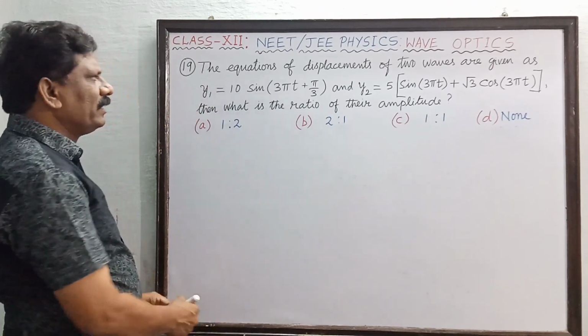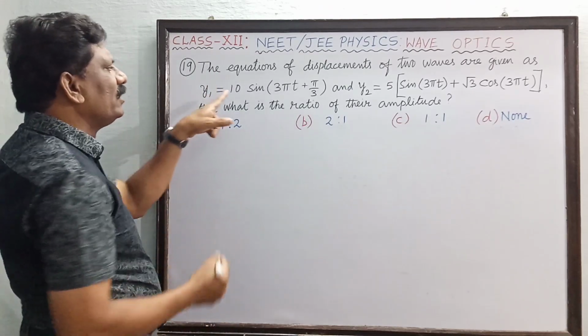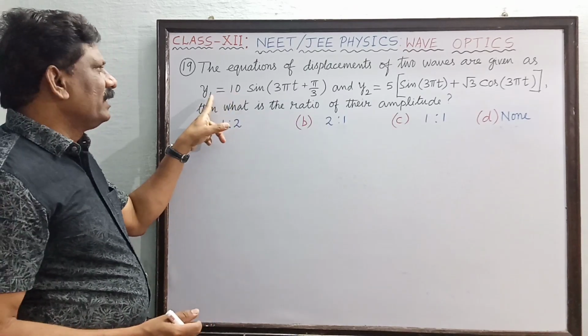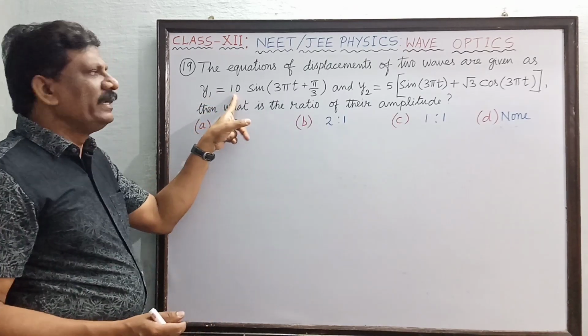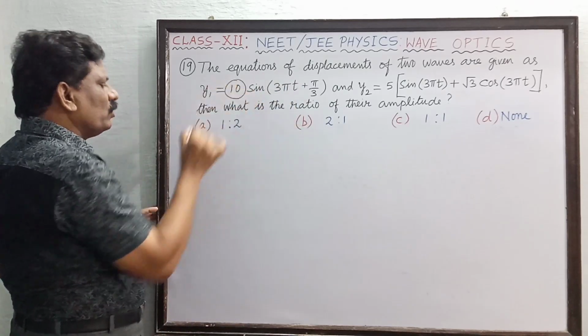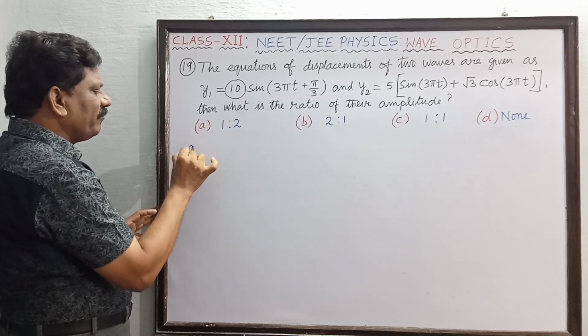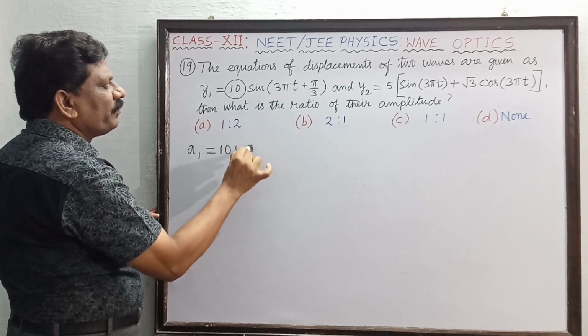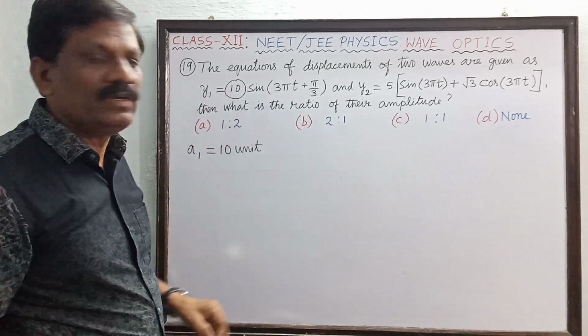Now you can look at the first equation, y1 is equal to... here I am going to compare this equation as y1 equal to a1 into sine omega t. So this is the amplitude of the first wave, a1 is equal to 10 unit. Okay, this is the amplitude.